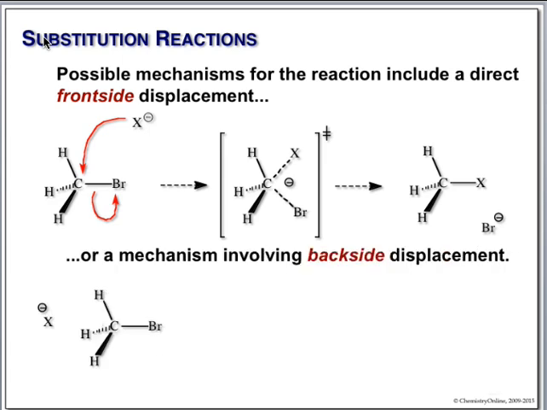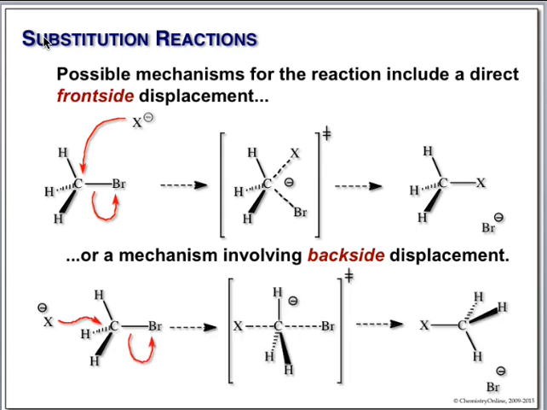The backside mechanism, the one that we've talked about many times, involves the nucleophile attacking the back of the electrophilic carbon. The bond to the leaving group is broken. And our transition state simply looks like this. We have a planar carbon in the middle. Again, we have an anionic transition state. Here is a nucleophile, here's a leaving group. Bonds are partially made, and of course, we wind up with the same product.